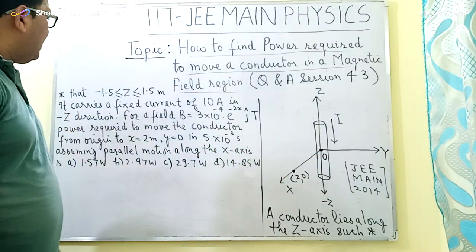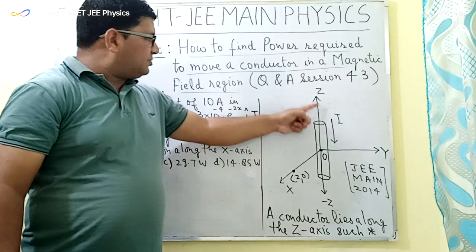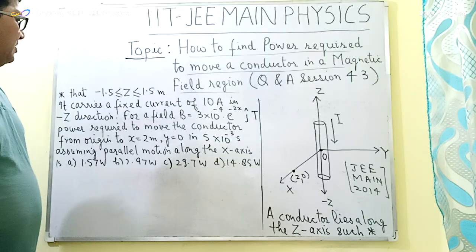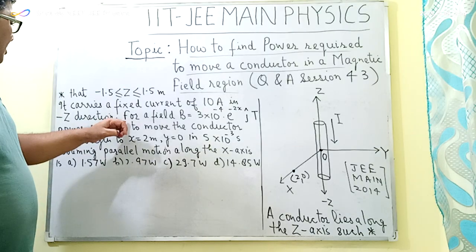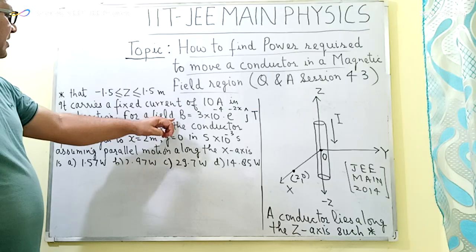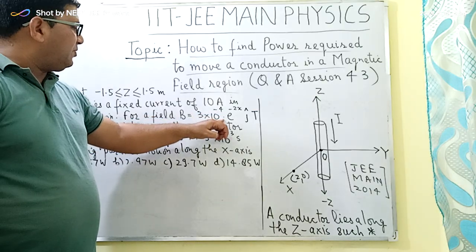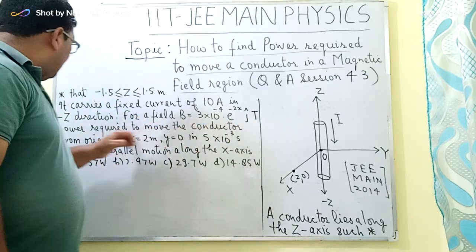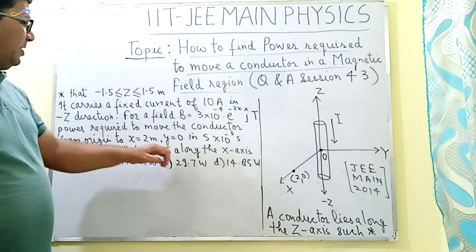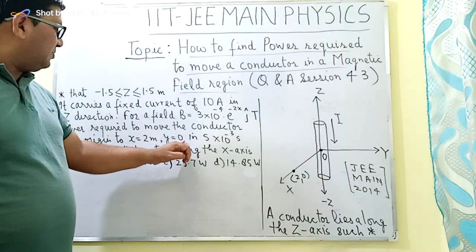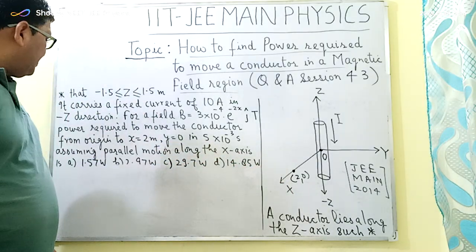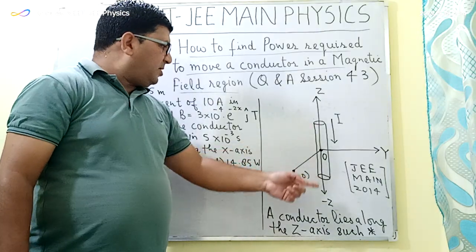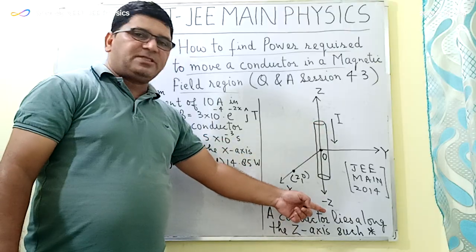It carries a fixed current of 10 ampere in the negative z direction. The direction of the current is shown here, and the magnitude of the current is equal to 10 ampere. For a magnetic field, B is equal to 3 into 10 to the power minus 4 into e to the power minus 2x j cap Tesla. The power required to move the conductor from origin to x equal to 2 meter and y equal to 0 in 5 into 10 to the power minus 3 seconds, assuming that the conductor moves parallel to the x-axis. Now here, the direction of the current is along the negative z direction.